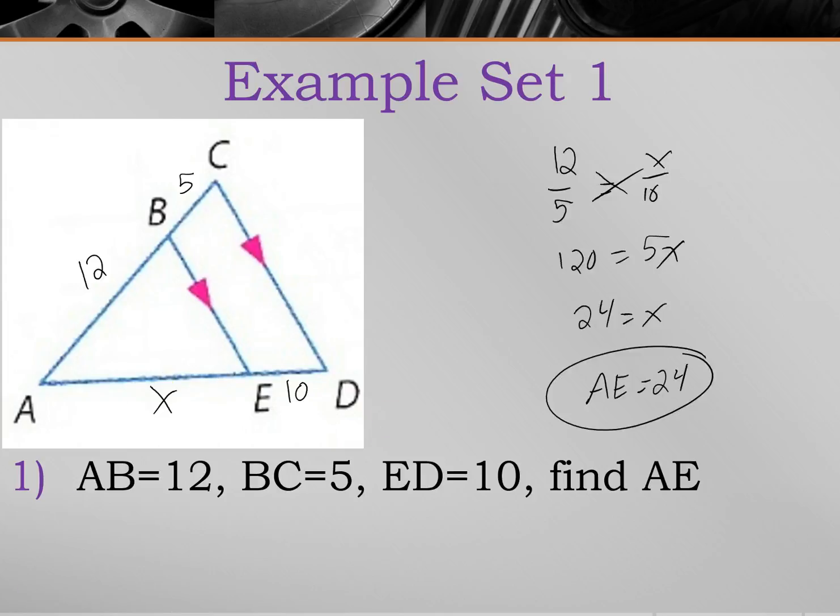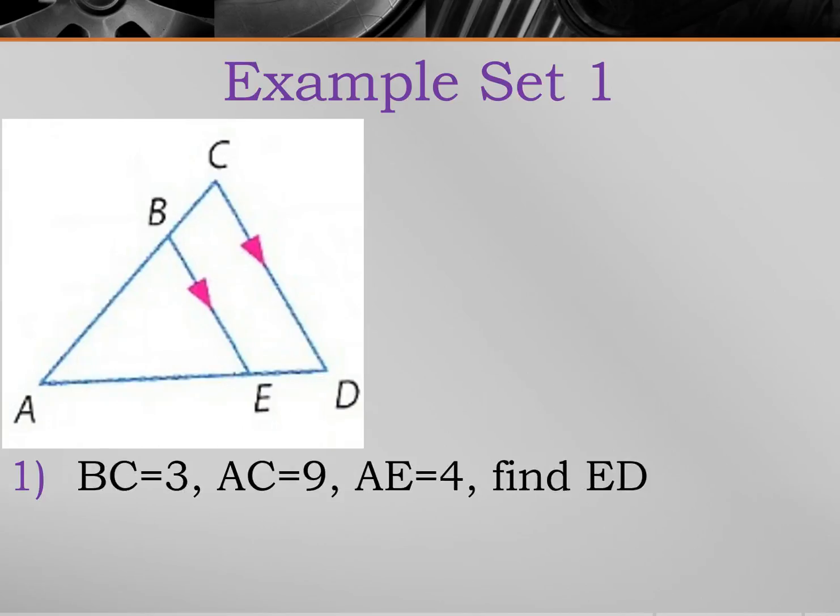Okay, so for this one, it's very straightforward. AB, BC, ED is known, AE is unknown, that's our x. So 12 over 5 equals x over 10. We cross multiply, we get 120 equals 5x. Divide by the 5, x is 24. And again, we picked x purposely as AE, therefore AE is also 24.